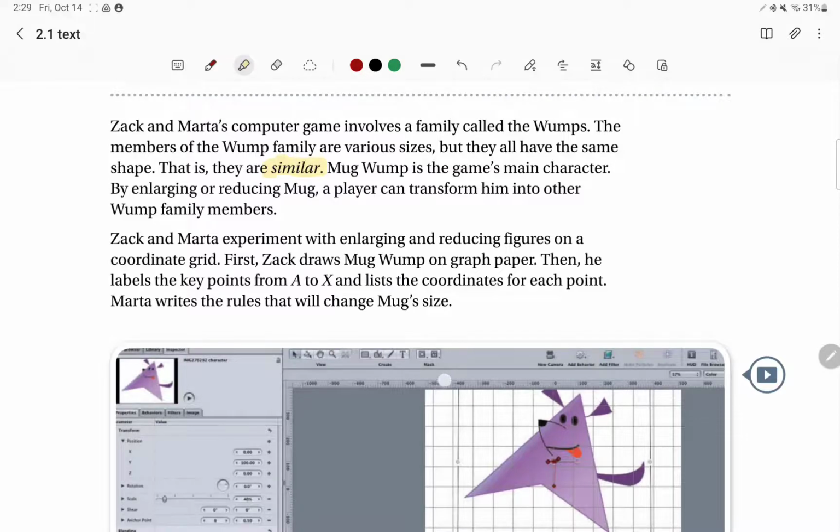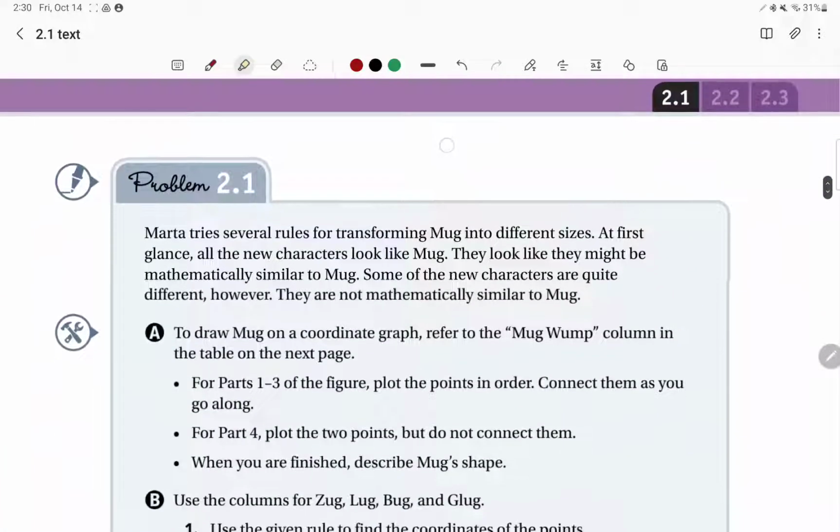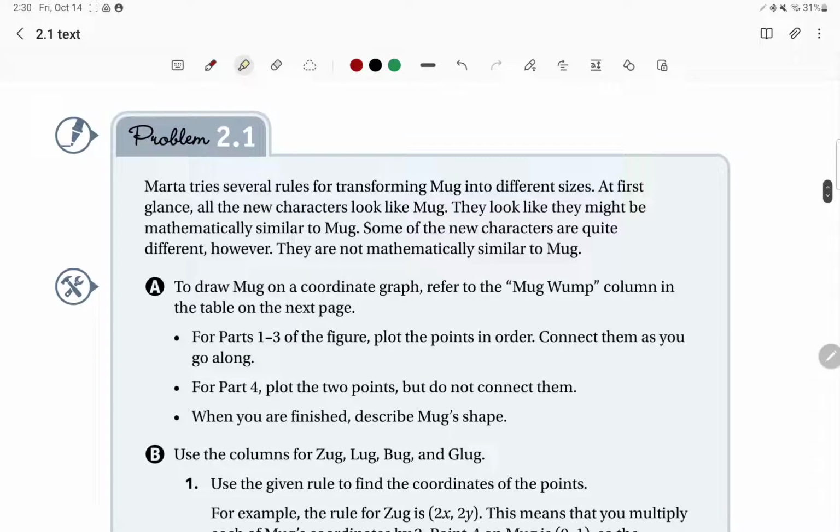The first thing that you're going to do is come down here. On this first one, Marta tries several rules for transforming Mugs to different sizes. Mug is one of the family members. At first glance, all the new characters look like Mug. They look like they might be mathematically similar, meaning all of the side lengths are proportional to each other. If one side length gets twice as big, all of the side lengths get twice as big. Otherwise it's stretched horizontally or stretched vertically. It'll look really fat or wide or skinny and tall. So some of the new characters are quite different.